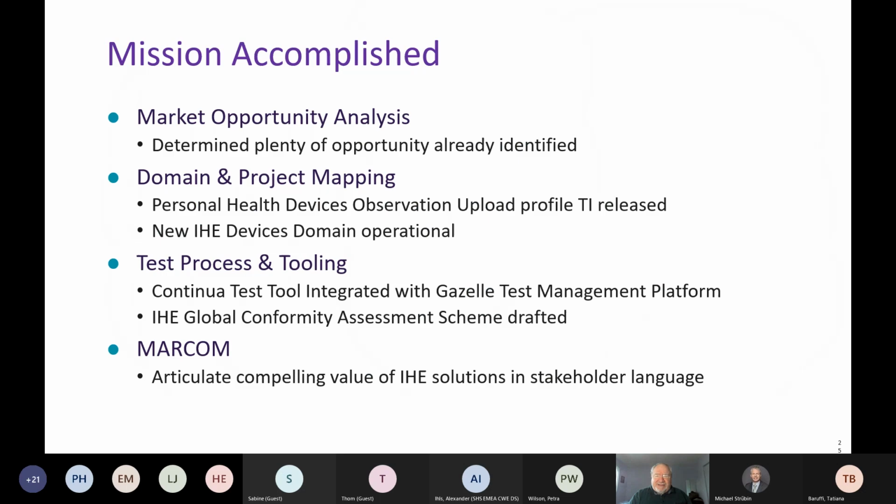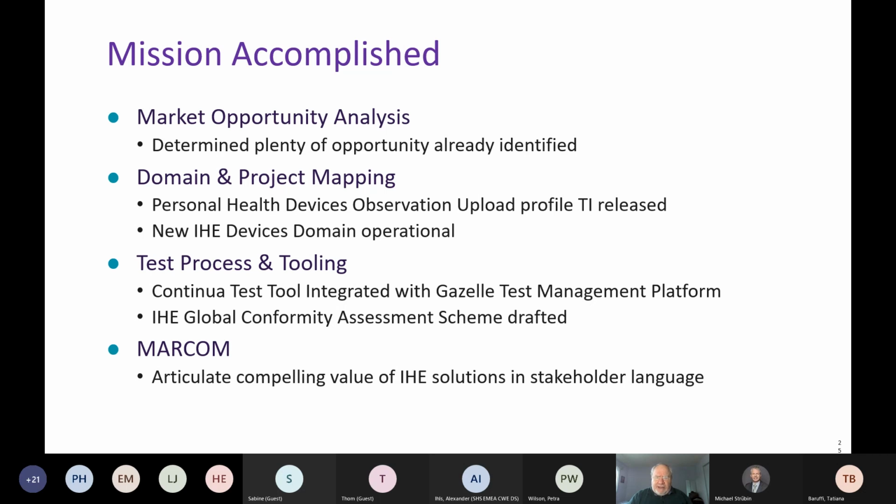Yes, let's say that first phase of the mission has been accomplished. We now have a much better understanding of the market. We have done some mapping, and even a Personal Device Observation Upload profile in trial implementation has been released. Trial implementation means in the IHE process that the spec is done and the use case is well understood. However, it needs to be tested and deployed in the real world.